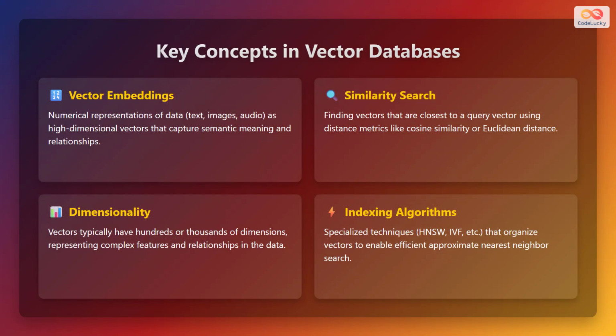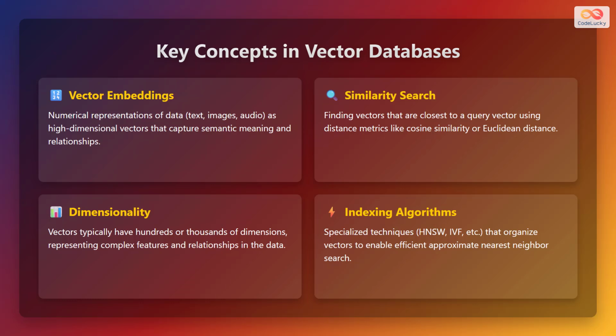Here are some key concepts in vector databases. First, vector embeddings, which are numerical representations of data, such as text, images, and audio as high-dimensional vectors. These vectors capture semantic meaning and relationships within the data. Next, similarity search, which involves finding vectors that are closest to a query vector. Distance metrics like cosine similarity or Euclidean distance are used to determine the closeness.